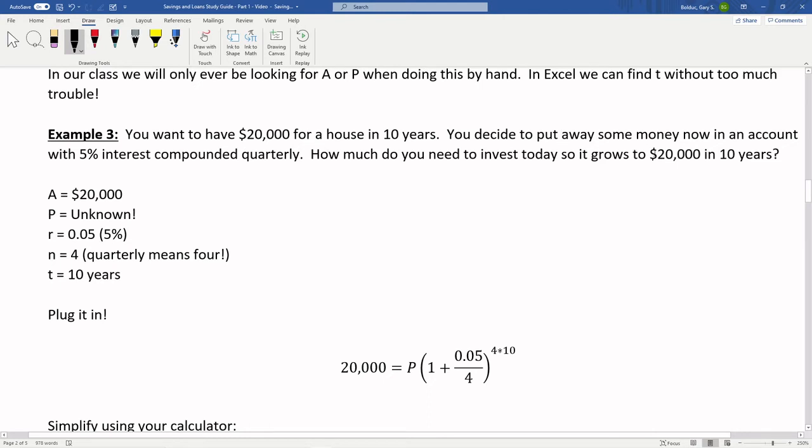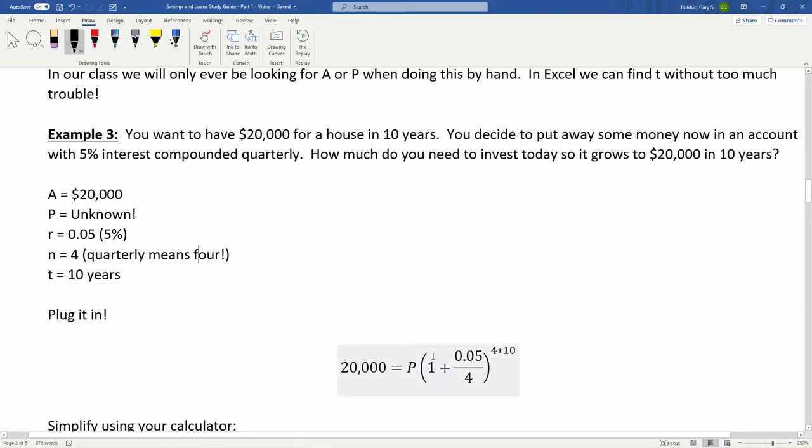That's our ultimate goal. So I write down all my letters. I say A is 20,000 because that's what I want to get to. P, how much do I have to put in at the beginning? I don't know. That's what it's asking for. R is my 5%. Now this is sometimes tricky. Quarterly, what does that mean? Well, what does it mean to have a quarter? It means you have 1/4. So there are 4 quarters. That means that n is 4. It'll happen 4 times a year. T is 10 years because that's how long I want to wait.